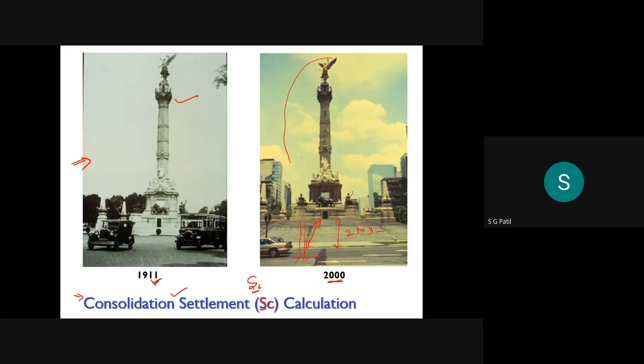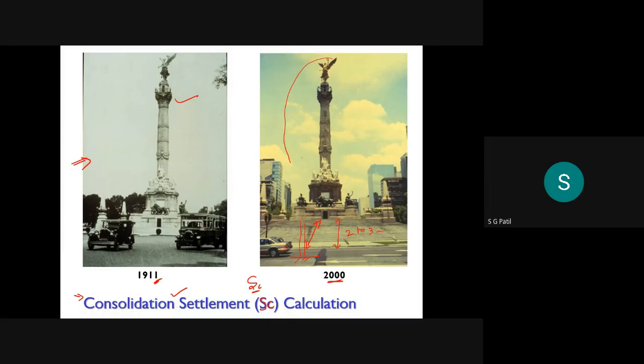So over the years, what will happen? They have drilled a lot of boreholes here because as the city grows, the water requirement will increase. So all the people will start drilling a lot of boreholes. With a lot of boreholes, a lot of water you are pulling out from the ground. Once you pull out the water, consolidation settlement will occur. This is the example for the consolidation settlement.